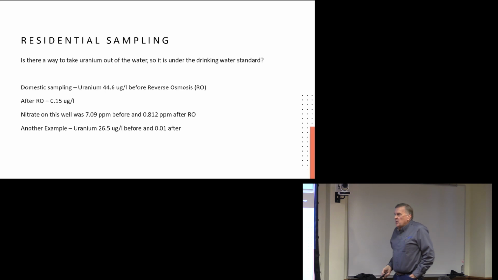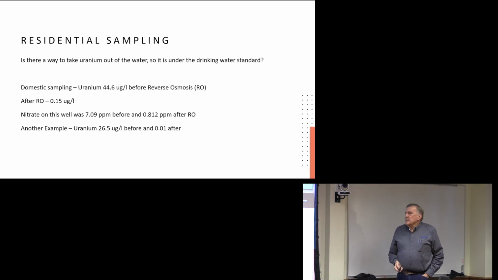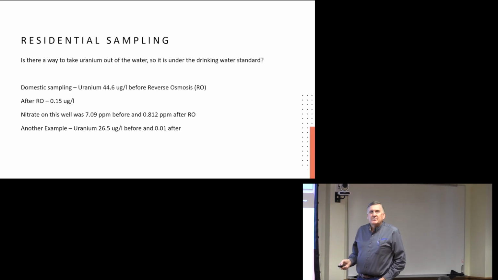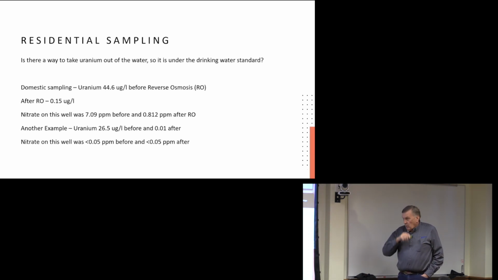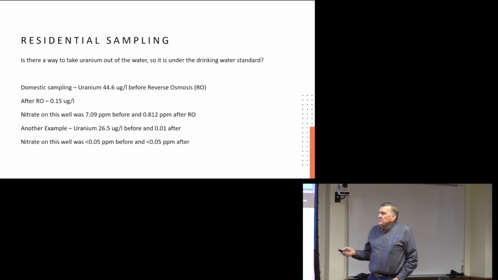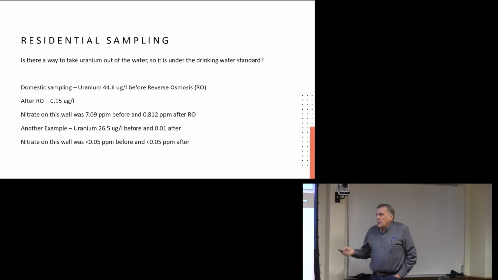Another example, uranium was 26, and after was 0.1. So we know RO units work. Disposing of them is a challenge as we go through. Particularly in this one, the nitrate was less than 0.5 before and after on RO units. So a lot of producers did take advantage of the cost share. We got like 10 sites up there that applied for RO units.